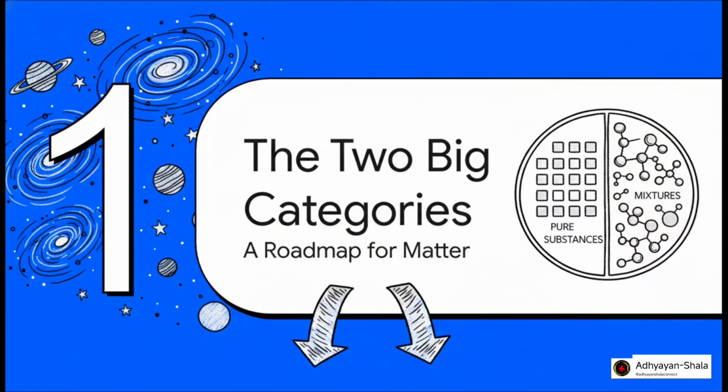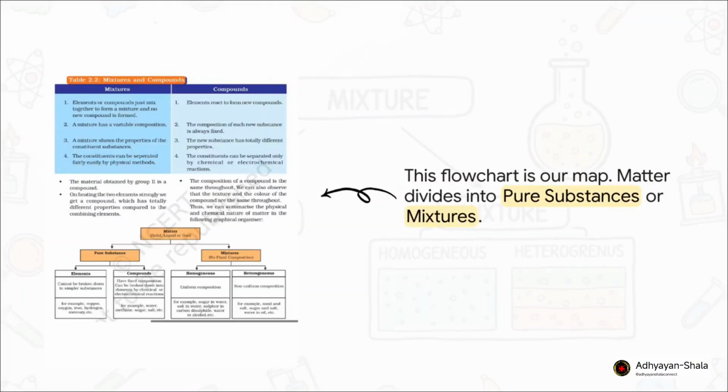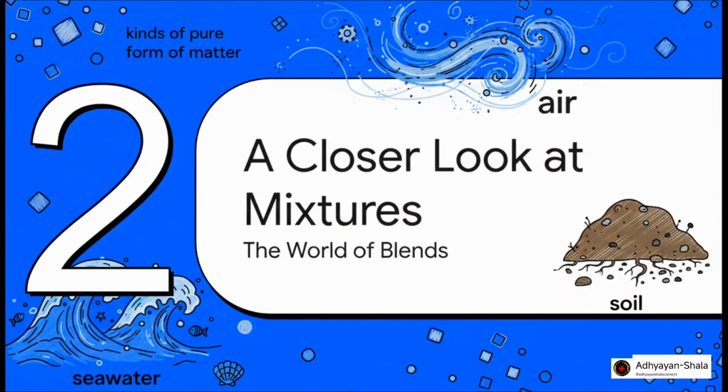It's actually pretty cool. Turns out, you can sort all the stuff in the entire universe into just two main buckets. And this flowchart right here, this is going to be our map. You can see how everything, all matter, starts at the top. And then boom, it splits into two big paths, pure substances on one side and mixtures on the other. We're going to start our journey on the right with mixtures, because honestly, that's the stuff we run into all the time. So what exactly is a mixture?